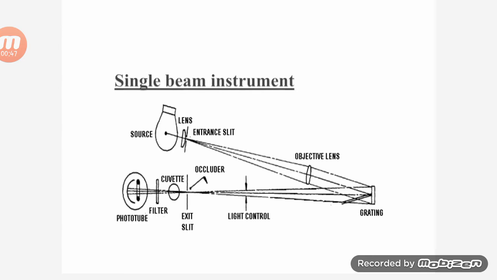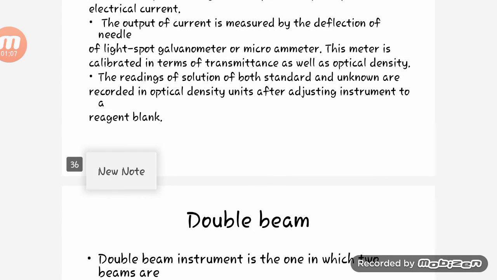Then it falls on the grating and the light is controlled, and through the exit slit a single beam of light falls on the sample cell, then on the filter and then on the photomultiplier tube. On the phototube it gives the signal and the reading.